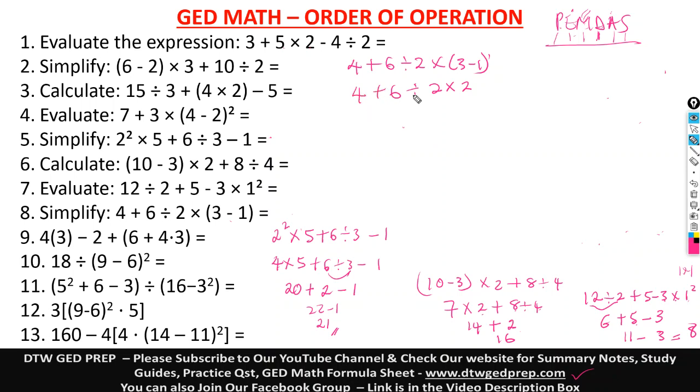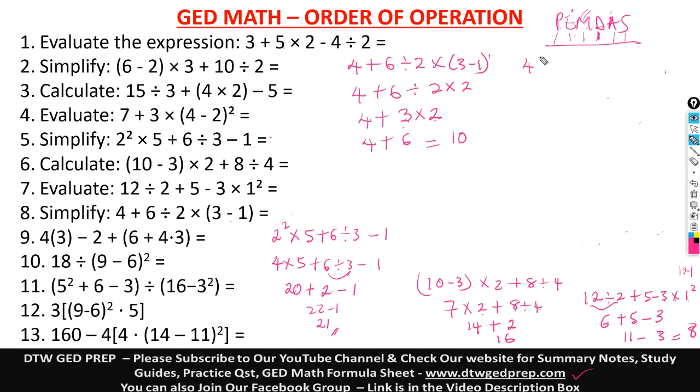Okay? So here, what do we do? We do here our parentheses, following our order of operations. We have here multiplication and division. So we do 4 plus this divided by this, that would give us 3, then multiplied by 2, so that would be 4 plus 3 times 2, that would give us 6, then 4 plus 6 would give us 10. Okay, now for number 9, what do we have?